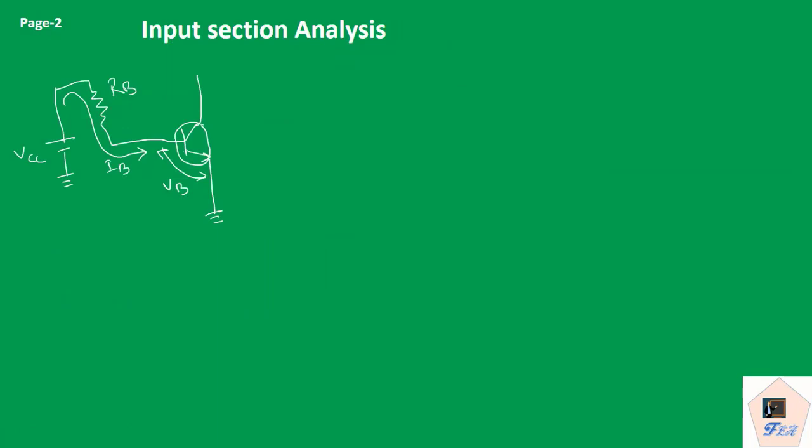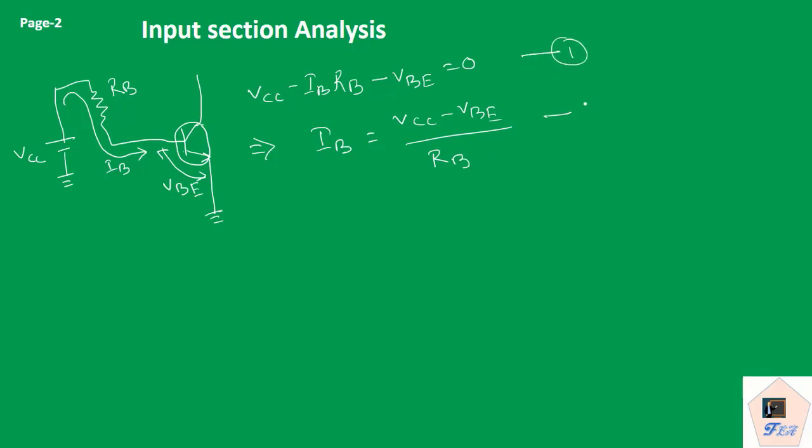Now for the analysis, let us first consider the input section. This is the circuit of the input section, and by applying KVL to this input loop, we find that VCC minus the drop across RB, that is IB RB, minus VBE is equal to 0. This implies that IB is equal to VCC minus VBE divided by RB. Let us number this equation 1. Our objective is to find the RB value, so RB is equal to VCC minus VBE divided by IB.